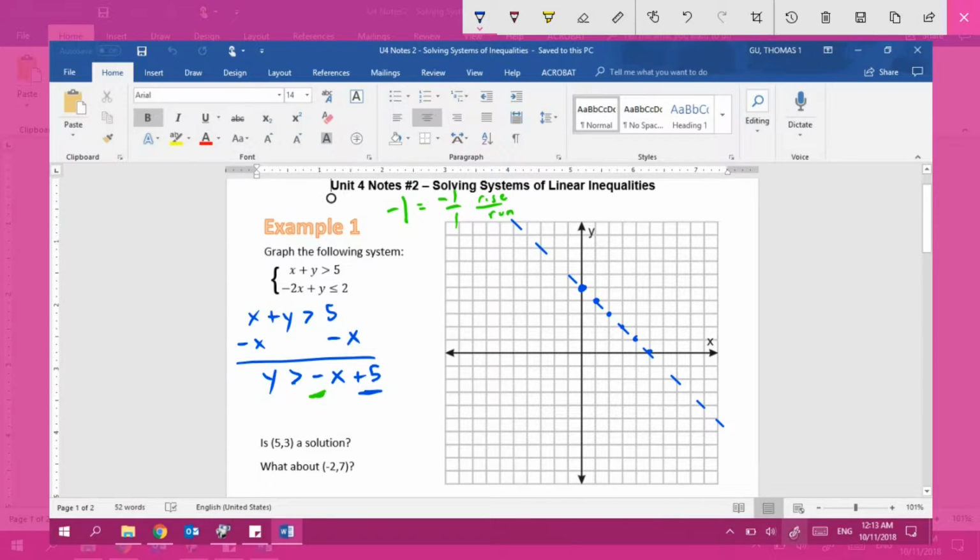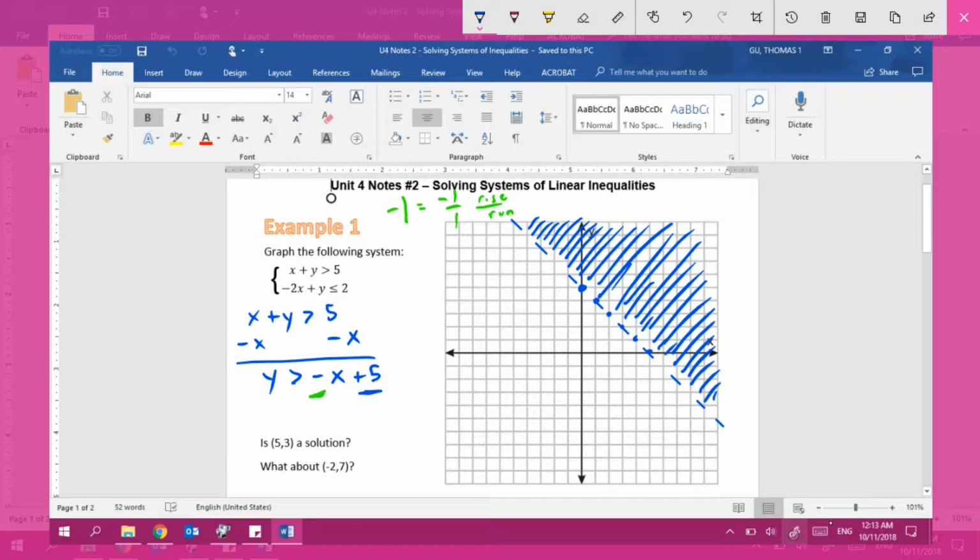Alright, now we need to see what it's saying. This says y is greater than. Greater than is above the line. So just think about above and below the line. Above the line would be on this side of the line. That's technically the above side. So go ahead and shade that. And I like to shade in one direction because you'll see why later. Alright, so there we go. We've done our first equation. Let's do the second one now.